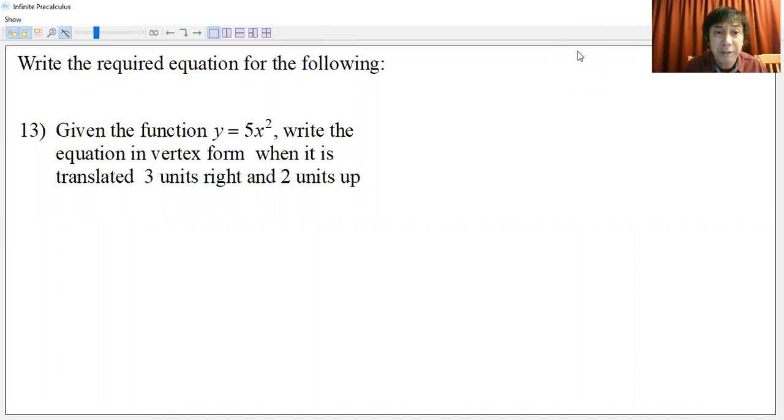Let's read the problem. Given the function y is equal to 5x squared, write the equation in vertex form when it is translated 3 units right and 2 units up. Okay, so if you want this curve or graph of this equation, all right, this is something that looks like this.